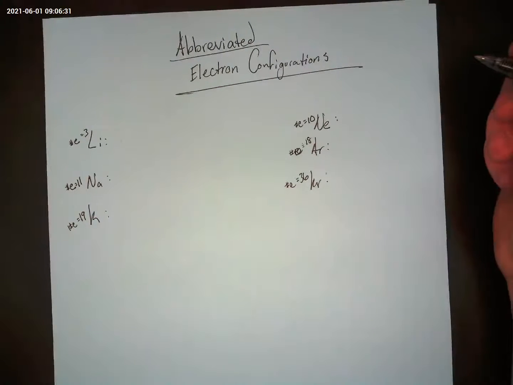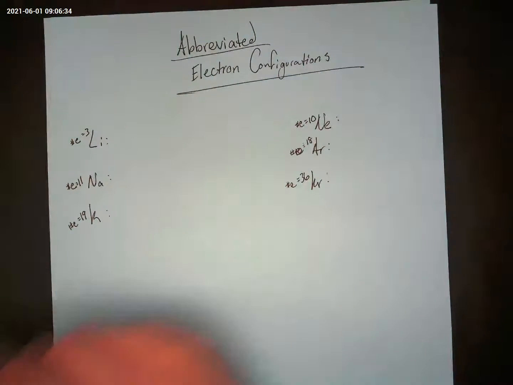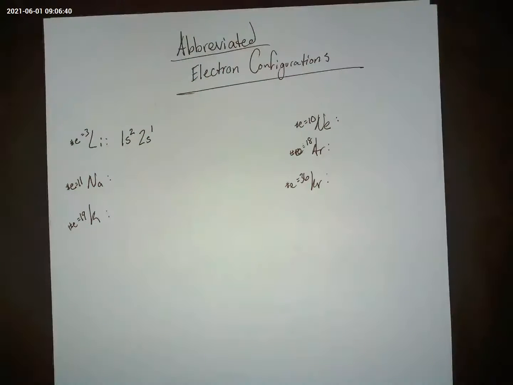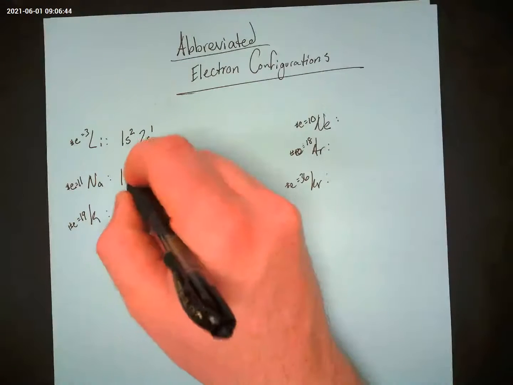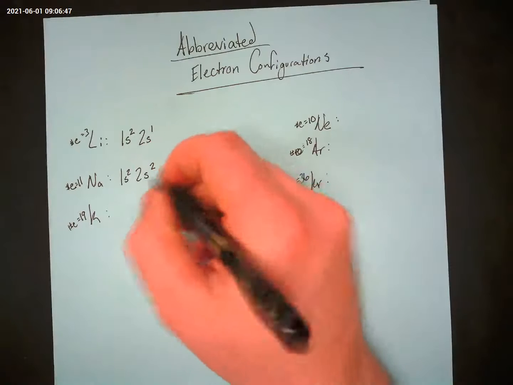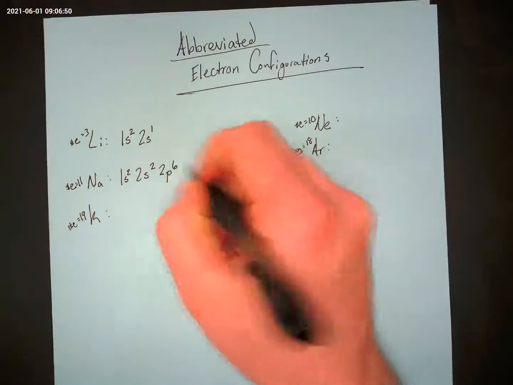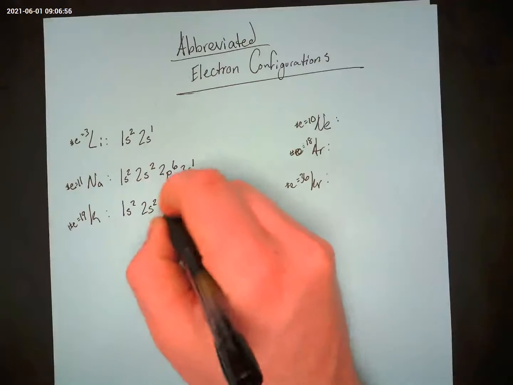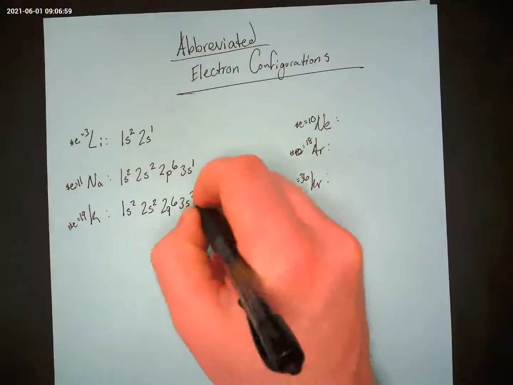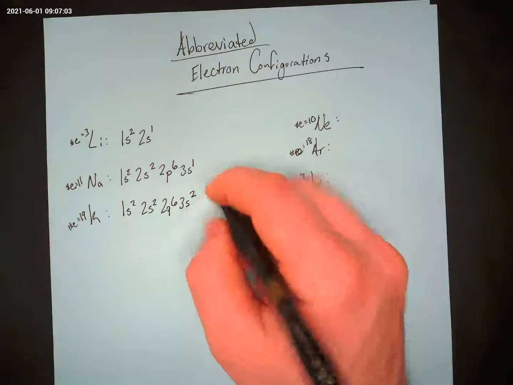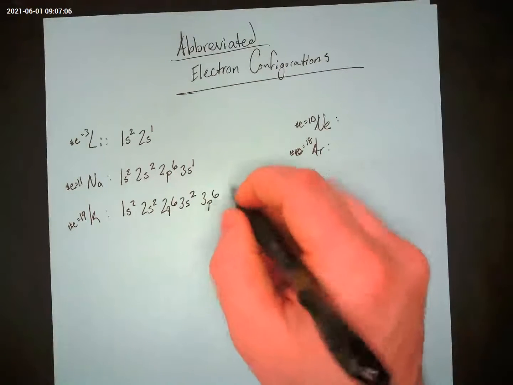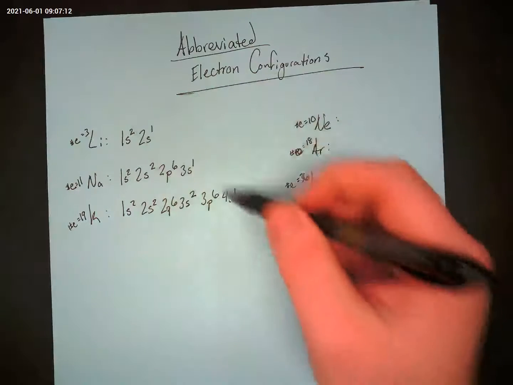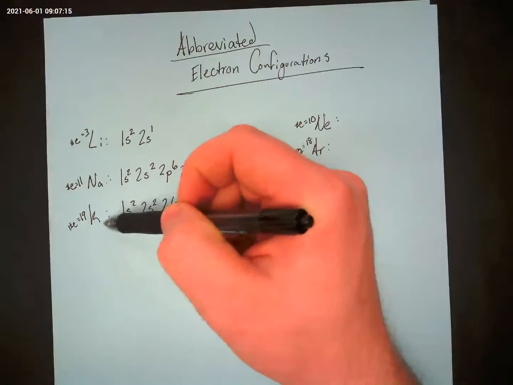So the electron configuration for lithium is 1s2, 2s1. Not too shabby. Sodium is 1s2, 2s2, 2p6, 3s1. Potassium is 1s2, 2s2, 2p6, 3s2, 3p6, and then 4s1. Again, what we're looking at here is just lithium, sodium, and potassium.